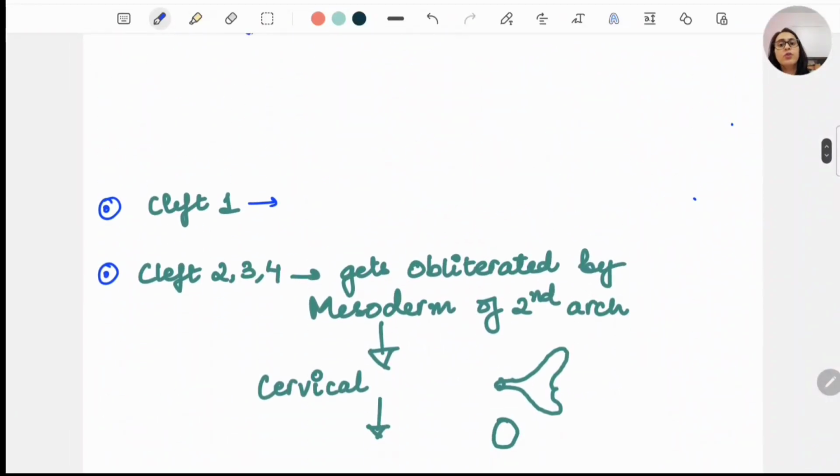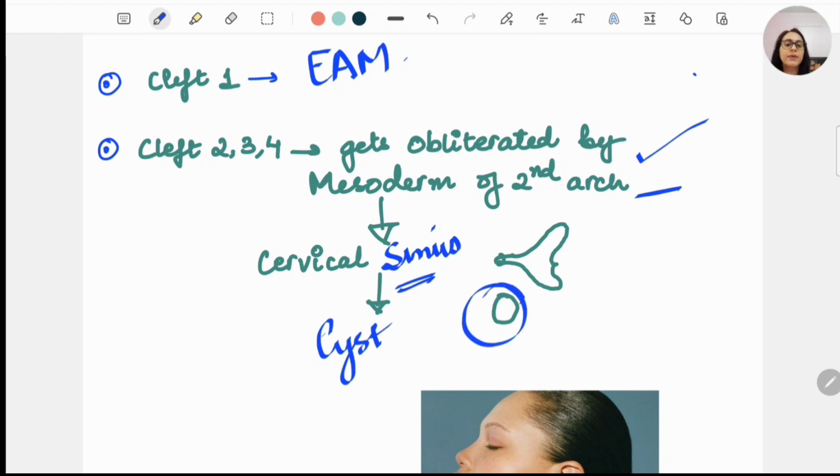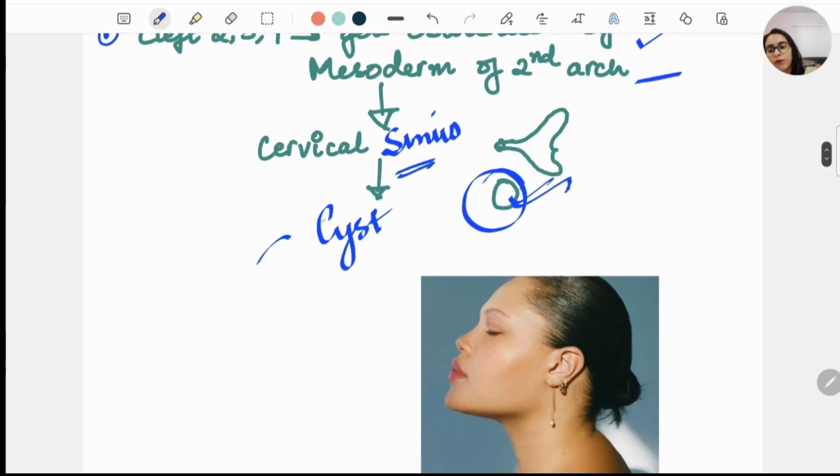When we talk about clefts, the first cleft gives rise to the external auditory meatus. The second, third and fourth clefts get obliterated by the mesoderm of the second arch, and it forms the cervical sinus. This cervical sinus normally disappears. The cervical sinus forms the cervical cyst, which normally disappears in normal people, but if it persists, it is going to form the branchial cyst.